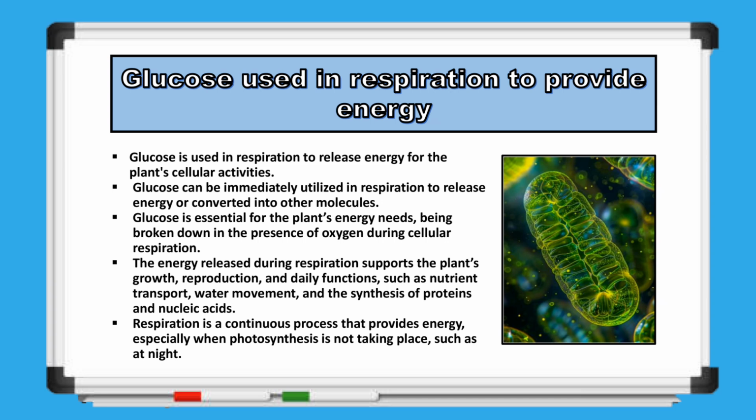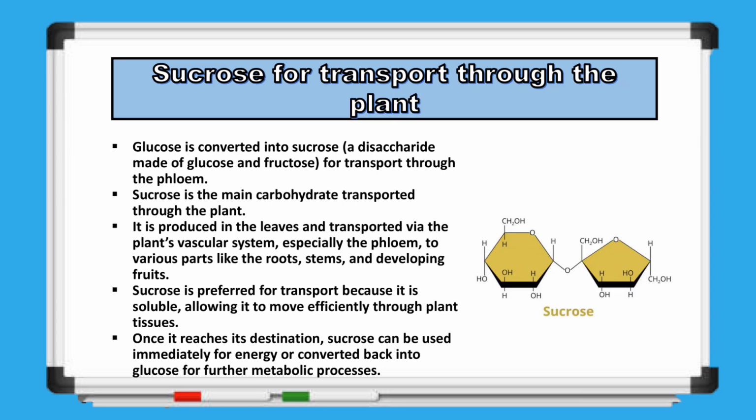And it's important to remember that respiration is a continuous process. It happens even when photosynthesis stops, such as at night, ensuring the plant always has the energy it needs to function. So, in short, glucose is the plant's main energy source, and respiration is the key process that unlocks that energy.